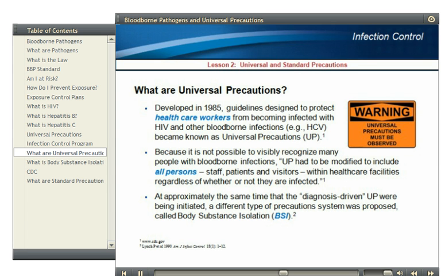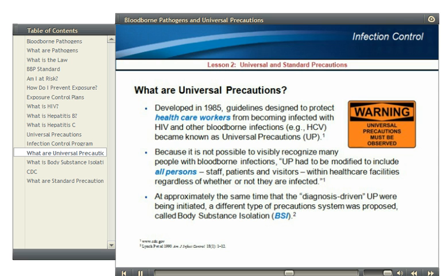Infection control. What are universal precautions? Developed in 1985, guidelines designed to protect healthcare workers from becoming infected with HIV and other bloodborne infections, e.g., HCV, became known as Universal Precautions, UP. Because it is not possible to visibly recognize many people with bloodborne infections, UP had to be modified to include all persons, staff, patients, and visitors within healthcare facilities, regardless of whether or not they are infected.